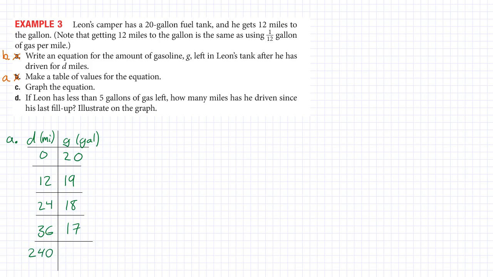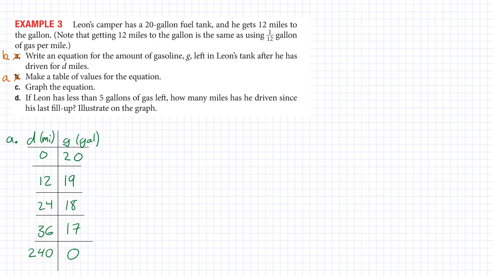240 miles. I included this one in the table because it's a good idea when you're picking these numbers to think about what would it take to use all of the gas. How many miles is he going to get if he uses all 20 of his gallons? So that's going to be 12 times 20, because he gets 12 miles for each one of those 20 gallons. So that would be 240 miles to run all the way out. And those are good numbers to choose for a table.